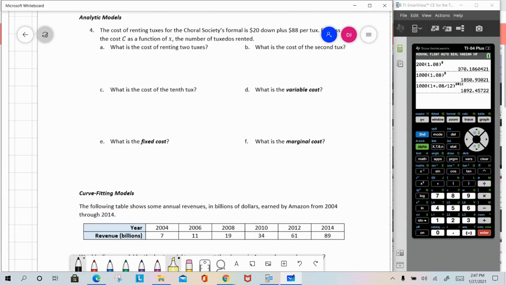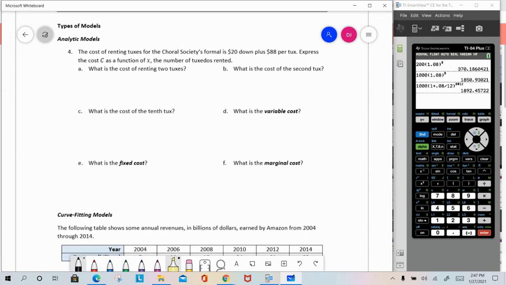Okay. Now, something else that we want to talk about here, right? The cost of renting tuxes. So here's another example of where we're going to use functions or use an equation to model a situation, to describe a situation. Okay. So really modeling is writing a mathematical equation and using that to express, in this case, the cost as a function of x. Okay. We're renting tuxedos. How much does it cost to rent a tuxedo?